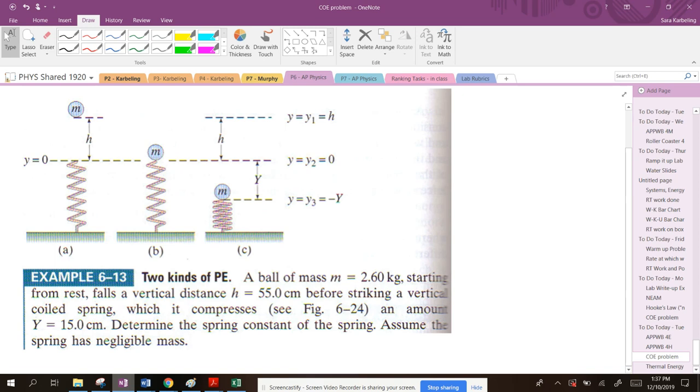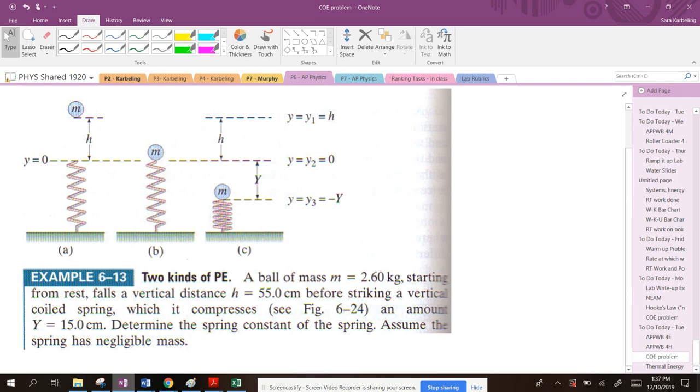This problem right here employs all three of them, okay? It is a conservation of energy problem with a ball that's being dropped from some height, y1. It's got a mass of 2.6 kilograms, starting from rest, falls a distance before striking a vertical coiled spring. Would it look exactly like this if it was happening in real life? No. But you get the idea.